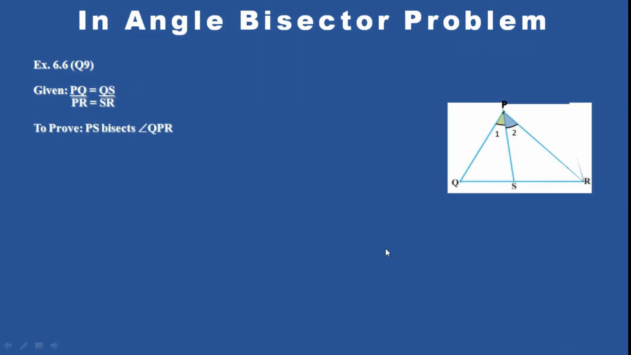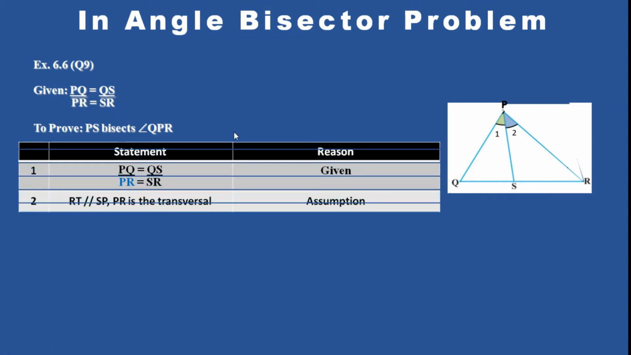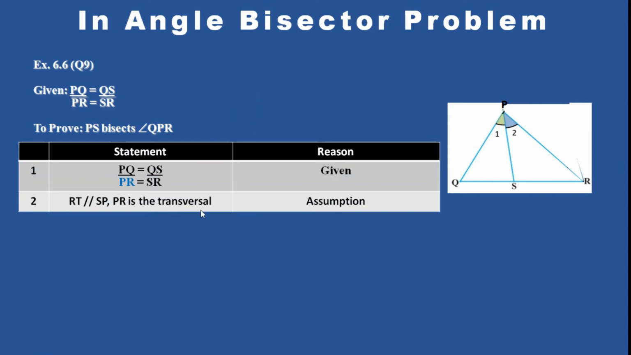Another angle bisector problem we have as a converse of the previous problem. Converse, why? Because in the previous question, this was given and this was to prove. Now these have flipped. This becomes to prove and this becomes given. We begin with exactly the same assumption.